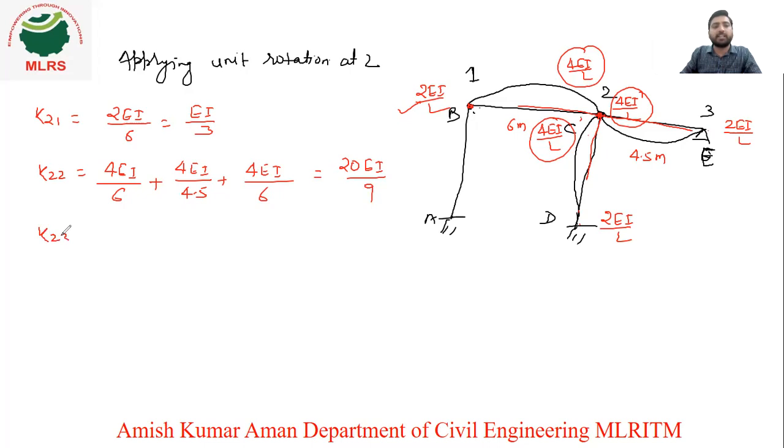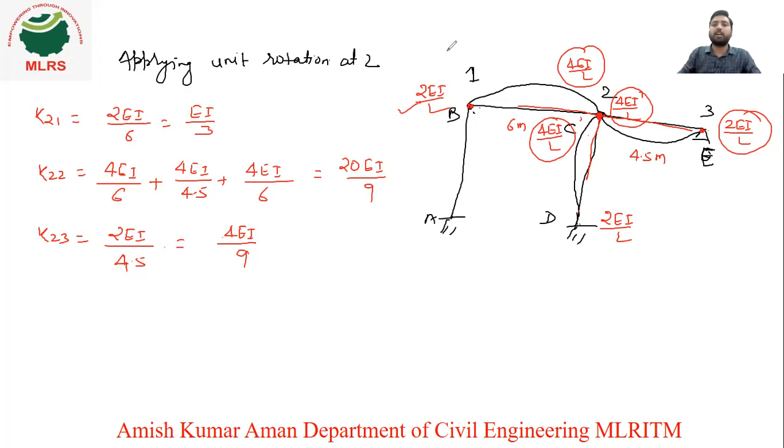Now K23. K23 means giving unit rotation at 2 and finding the stiffness at 3. So what will be the stiffness at 3? Already I have written here, it is 2 EI by L. So 2 EI by L, span is 4.5, right? So if you calculate it, you will get K23 value as 4 EI by 9.